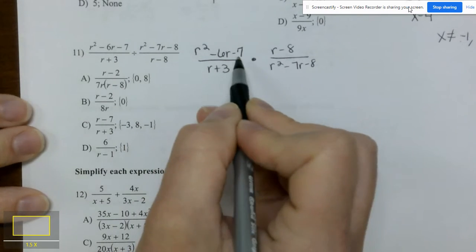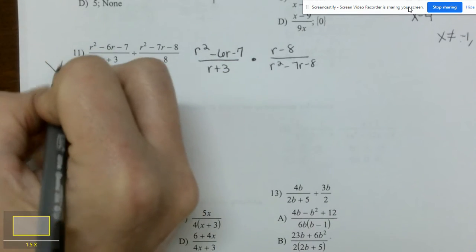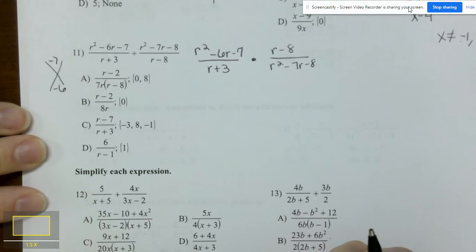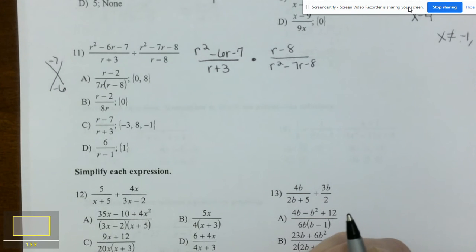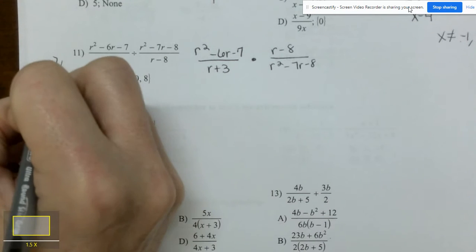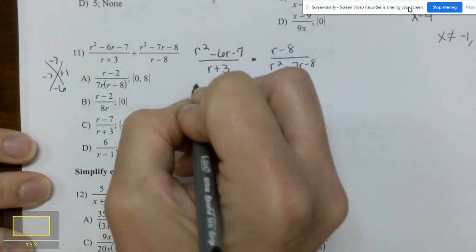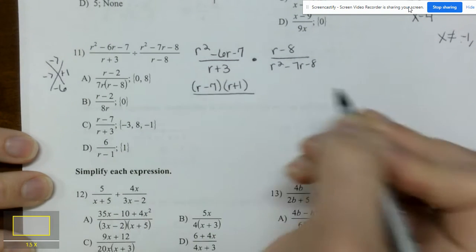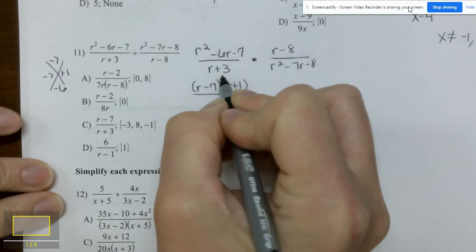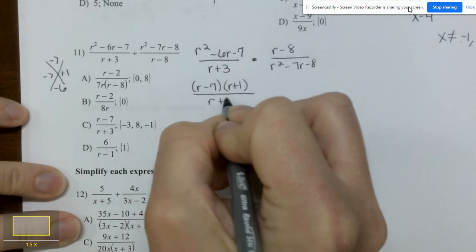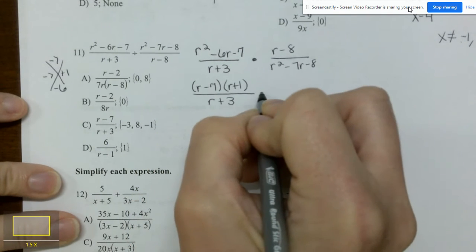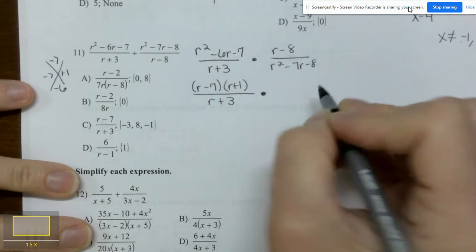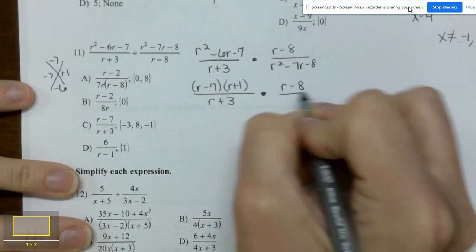So for this first one, it's a trinomial, so we think diamond method. We need to get a -7 to multiply and a -6 when we add. So that is going to be a -7 and a +1. So this is going to be r minus 7 and r plus 1. R plus 3 is a binomial that has nothing in common, so we're going to leave it r plus 3. Times r minus 8 is a binomial with nothing in common, so we're going to leave it.